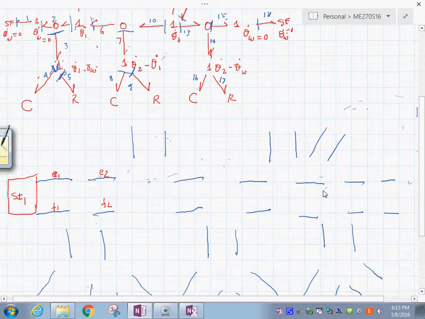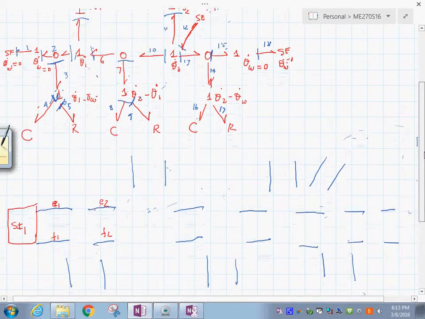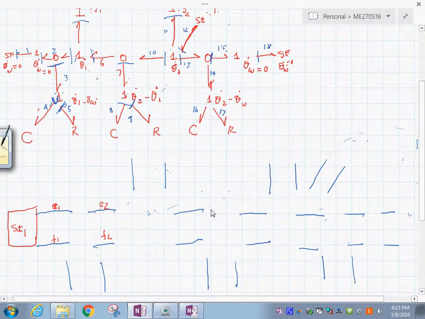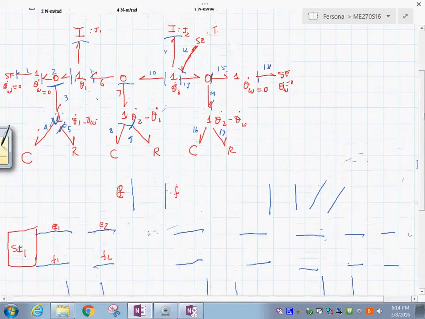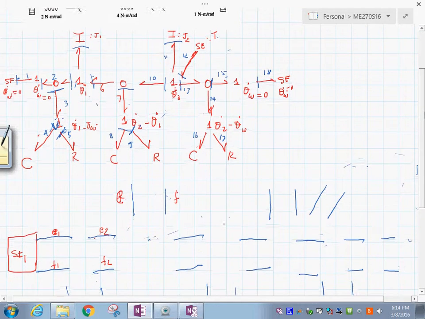Yeah, so this is total, I think we're up to number 18, and since I forgot to do this, I'm gonna put this on 19. So this is E19 and F19. This is, so in 2, the effort goes to the left, the flow goes to the right.